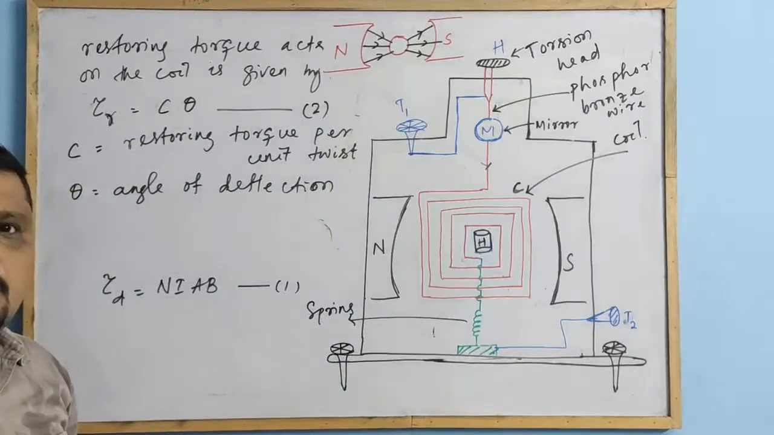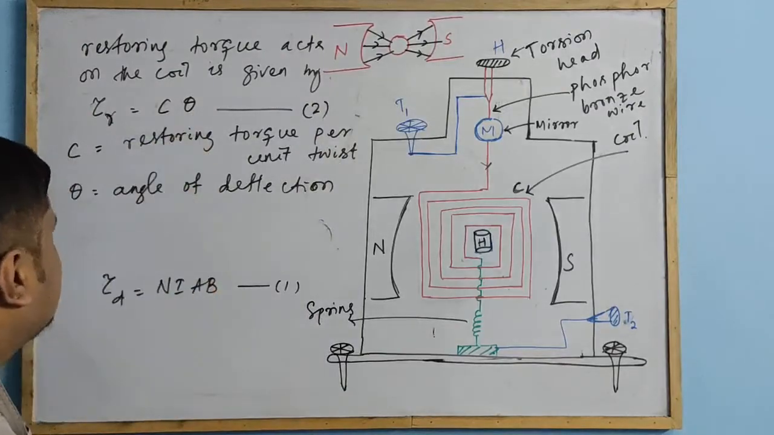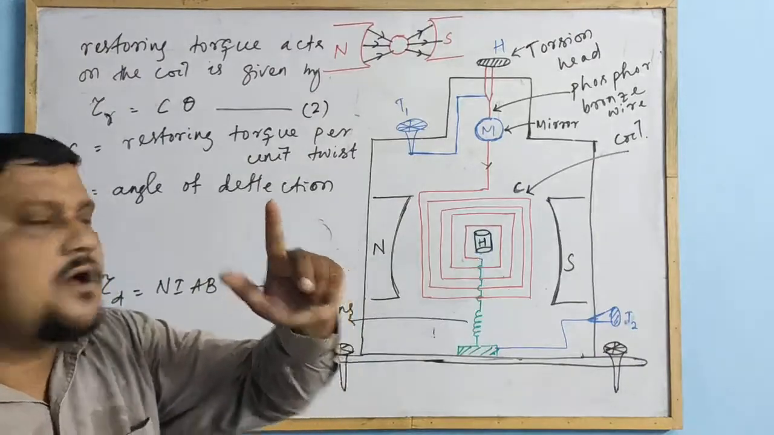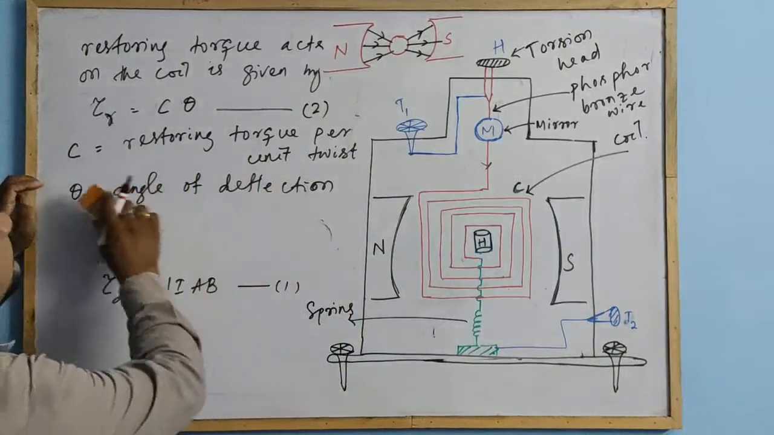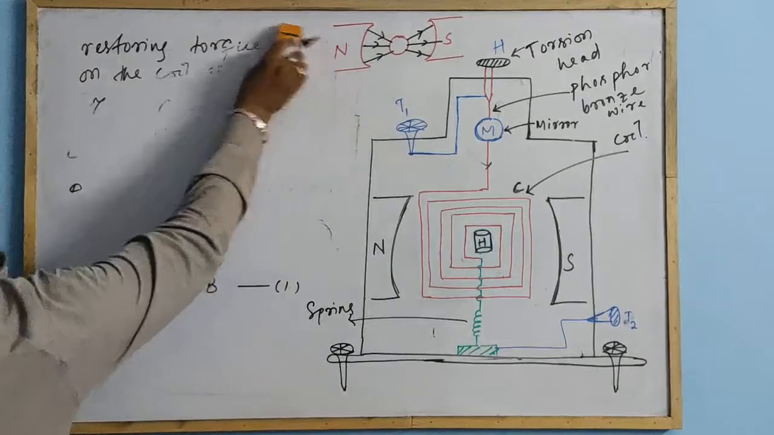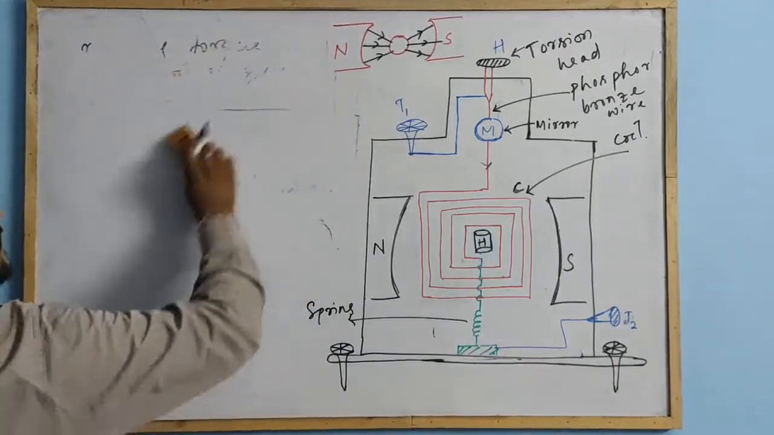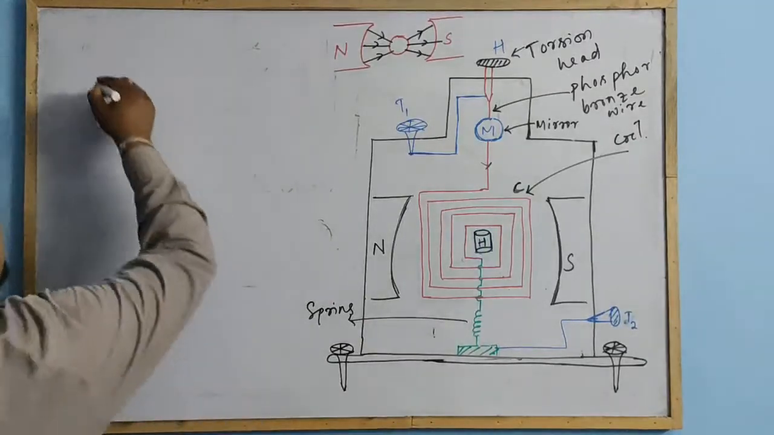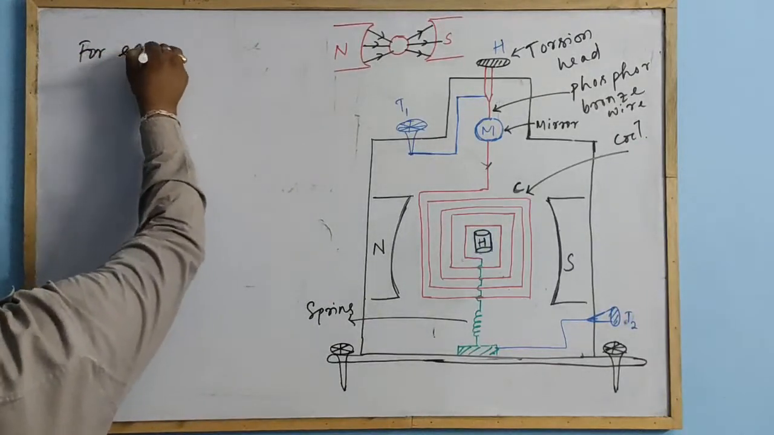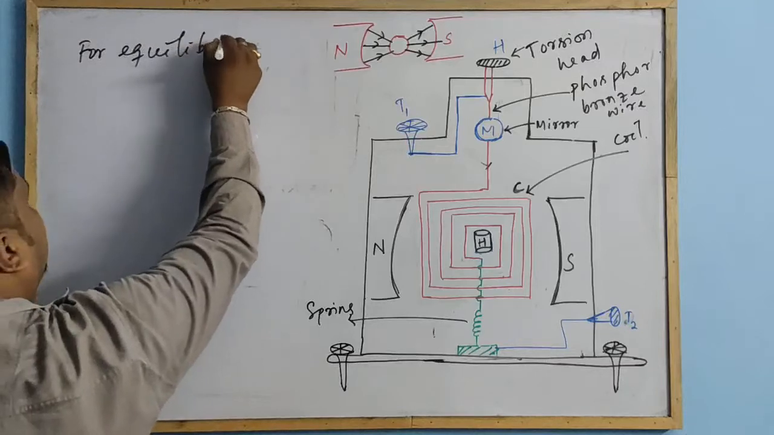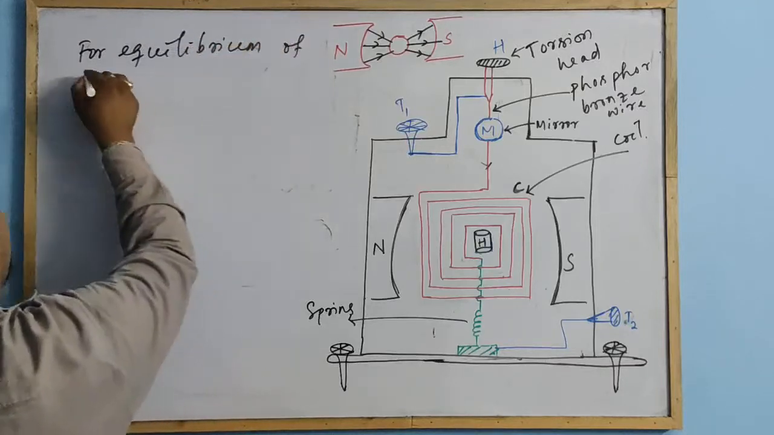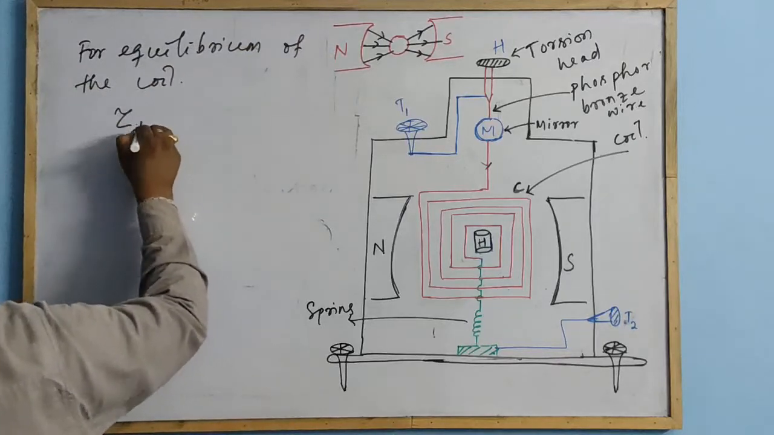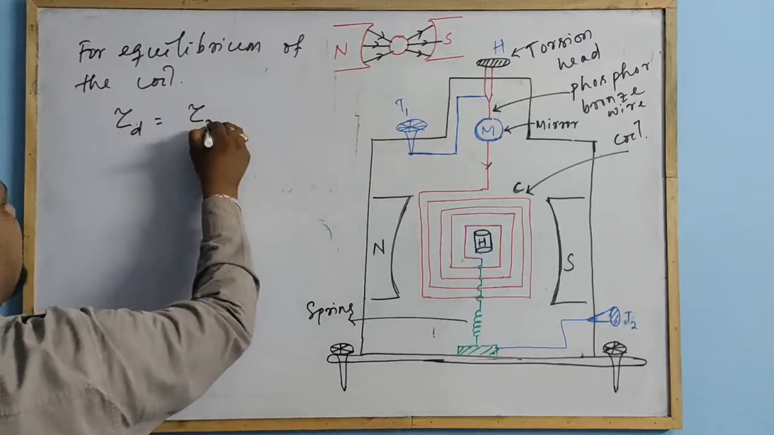Now, equating equation 1 and 2, because how much is the deflecting torque, that much is the restoring torque. So, on equilibrium, for equilibrium of the coil, the deflecting torque is equal to tau r.